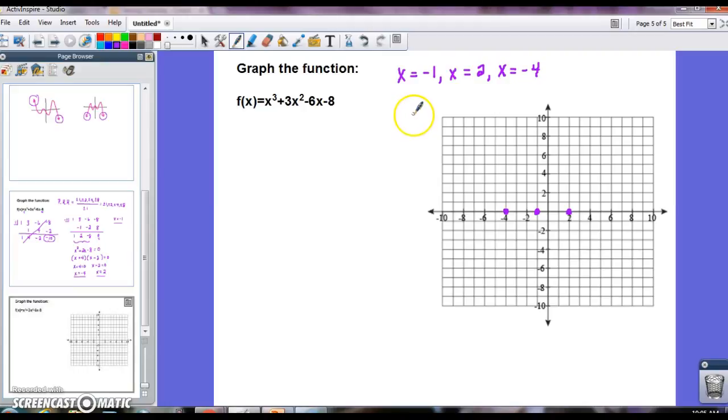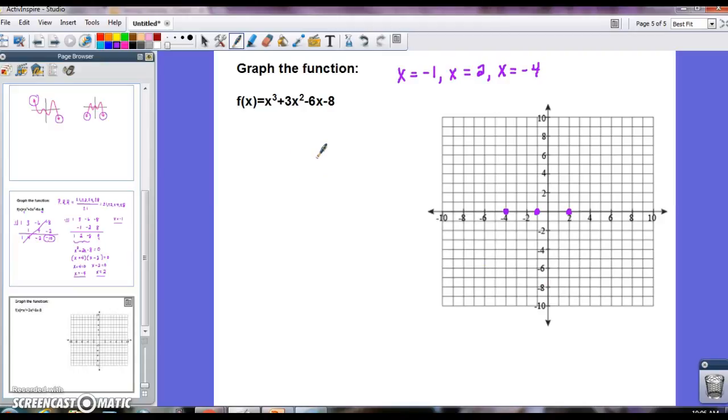We did talk about multiplicity, and remember that we said if the root shows up an odd number of times, at that point we will just cross the x-axis. So each of these roots only shows up once, which means they have a multiplicity of 1, which means that each of these zeros, we're just going to cross through the x-axis. That's going to come in handy when we go ahead to graph it.